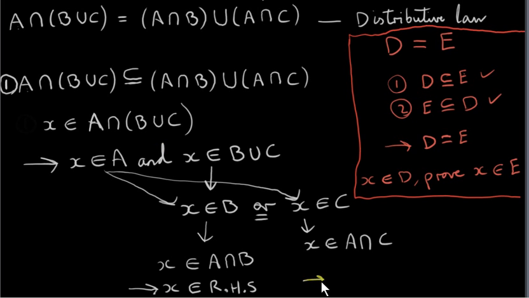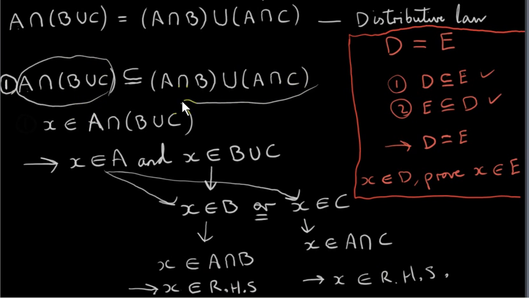So this here implies that X is an element of the right hand side. So it doesn't matter whether X is in B or in C, we still conclude that X is in the right hand side. So if we start off by saying that X is any element in this set, we've ended up showing that X must be in this set here. That tells us that this set here is a subset or equal to this set here on the right hand side. So that's step one in the general method.